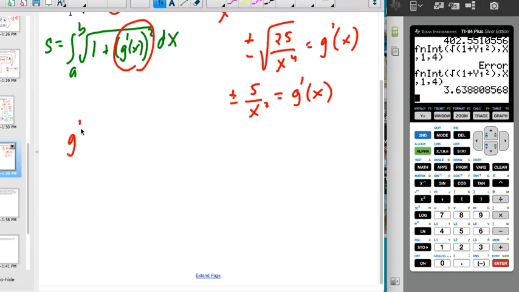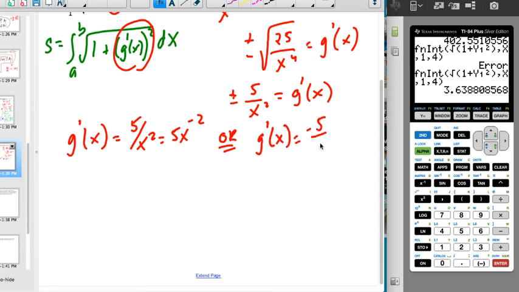So either g prime of x is 5 over x squared, which is the same as 5x to the negative second, right? Or g prime of x is the negative of that, negative 5 over x squared, which would be negative 5x to the negative second. So now I'm going to go ahead and find both answers.